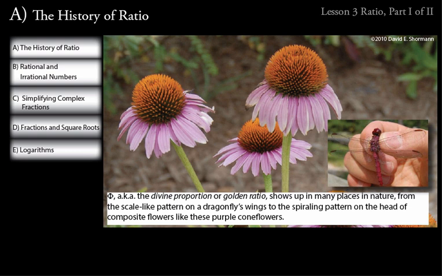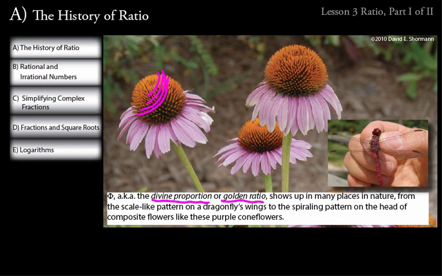So here, starting out with ratio, think about this photograph for a minute, and actually there's 2 photos there, one of the purple coneflower, another one of a dragonfly, and both of these have something in common. They have a numerical relationship referred to as the golden ratio or divine proportion. And that shows up in a lot of places in nature. That ratio does. From scale-like pattern on a dragonfly's wing to the spiraling pattern that you can see there on the head of those composite flowers called purple coneflowers. So maybe you can see that pattern there that kind of goes around and around.